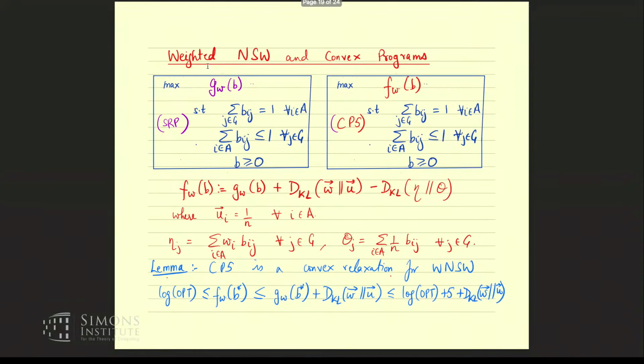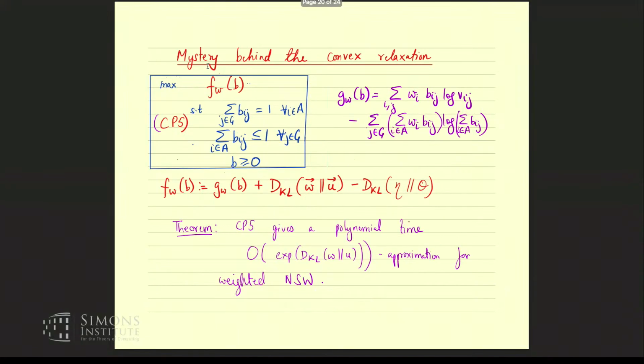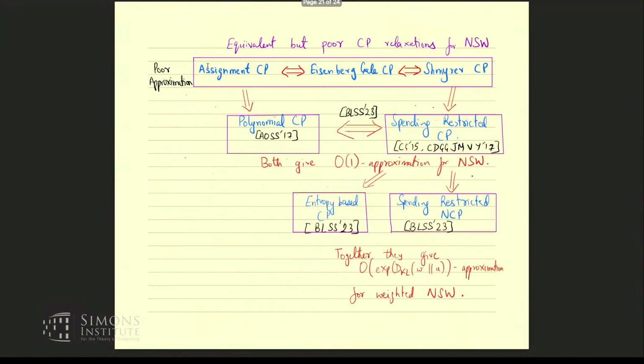Good. In the interest of time, let me just quickly say that this convex program will give you a polynomial time approximation, which depends on the KL divergence between the weight vector and the uniform distribution. Maybe I might have gone too fast. The question is, how do I even write this convex program, right? And that's what I'll just tell you quickly, and then I will end.